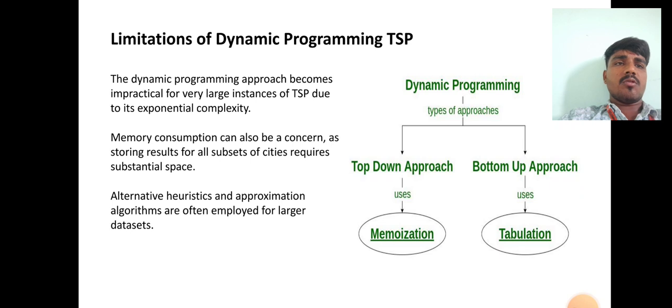Limitations of dynamic programming TSP. The dynamic programming approach becomes impractical for very large instances of TSP due to its exponential complexity. Memory consumption can also be a concern, as storing results for all subsets of cities requires substantial space. Alternative heuristics and approximation algorithms are employed for larger data sets.